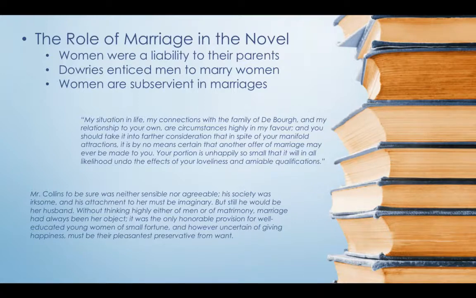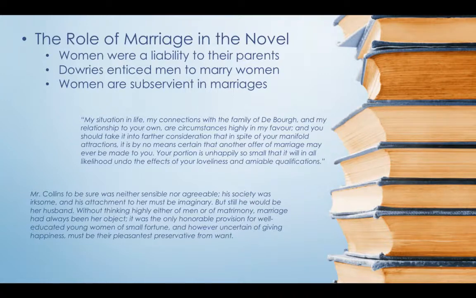And then later on, Elizabeth is thinking about Mr. Collins, and she says, "Mr. Collins, to be sure, was neither sensible nor agreeable. His society was irksome, and his attachment to her must be imaginary." And here Elizabeth is thinking about Mr. Collins marrying her friend, Charlotte. "But still, he would be her husband. Without thinking highly of men or of matrimony, marriage had always been her object. It was the only honorable provision for well-educated young women of small fortune, and however uncertain of giving happiness, must be their pleasantest preservative from want."